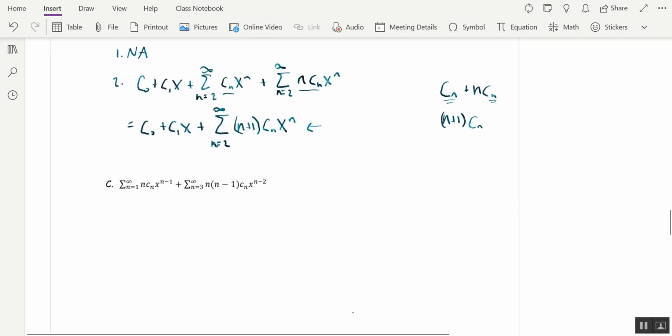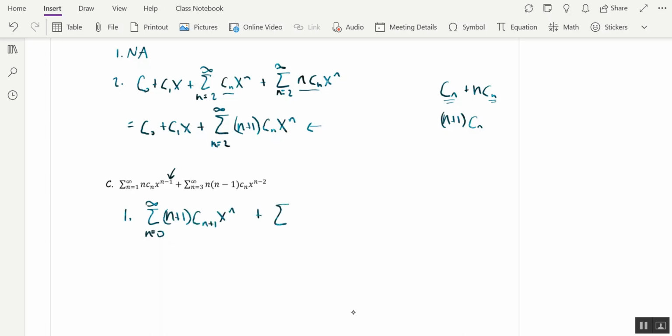Okay, last one, we're going to have to do both things, reindex and combine. So step 1, I need to start this first guy at, let's see, I need to add 1 here, so I'm going to subtract 1 on the base of the index. So that will start at 0, and then (n plus 1) c sub (n plus 1) x to the n. And then for the second power series, I need to add 2. So I'll subtract 2 on the base, so that one will start at 1 and go from 1 to infinity, (n plus 2)(n plus 1) c sub (n plus 2) x to the n.